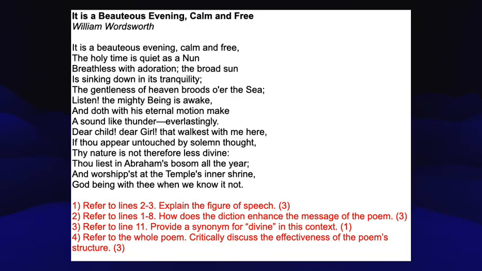So here's our poem, and then we've got 4 questions to mimic how it's really asked in the exam. This is really in the exam style formatting. We've got 10 marks allocated here, and we've got 4 questions. Question 1 says, refer to lines 2 to 3, explain the figure of speech. This is a 3-mark question. So it's very important that you firstly tell me what the figure of speech is, and then you explain and account for its effectiveness for those additional 2 marks.